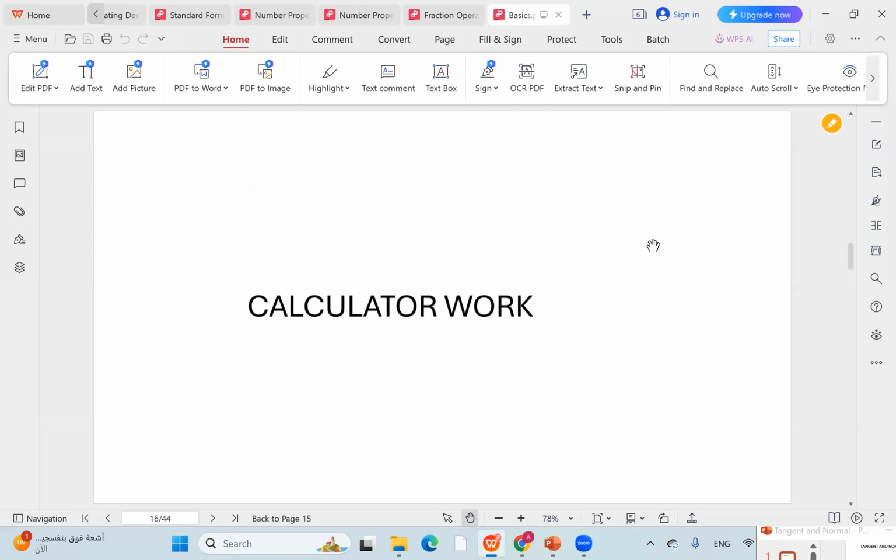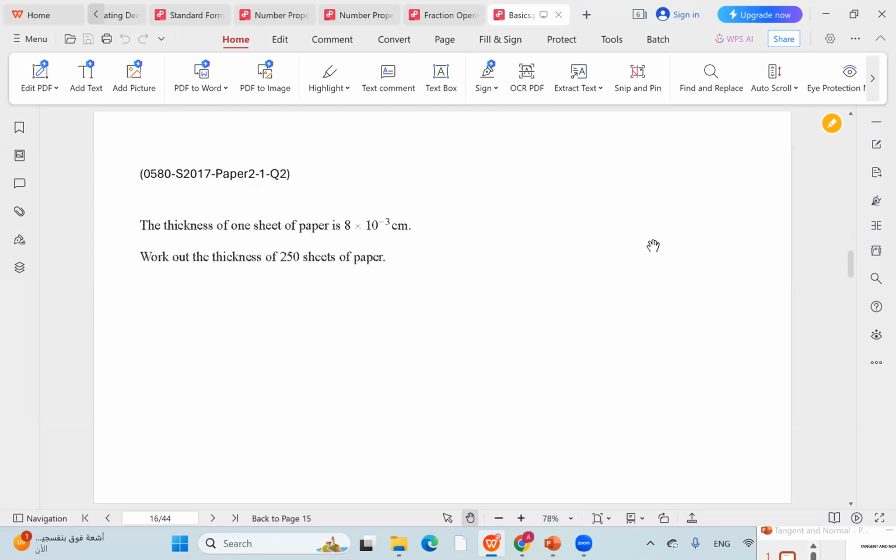Finally, we move on to calculator work. The thickness of one sheet of paper is 8 times 10 power negative 3. Work out the thickness of 250 sheets of paper. So to work out this thickness, we multiply these two numbers together. You're allowed to use your calculator. So the idea here is just to make sure that you write things correctly on the calculator.